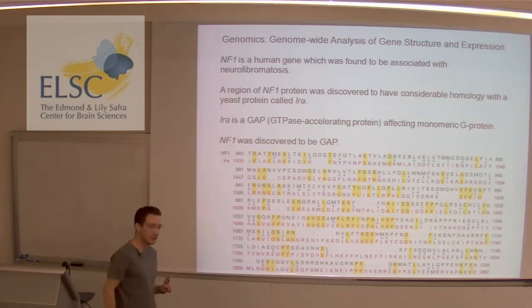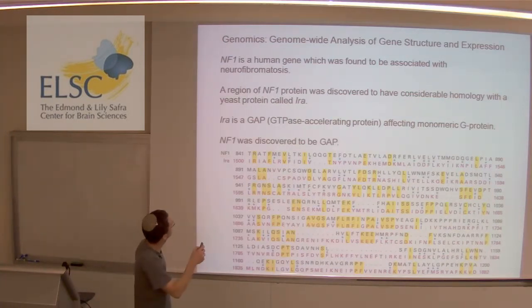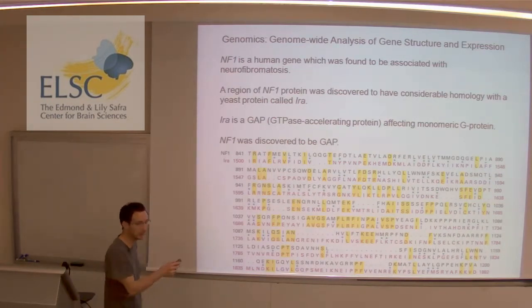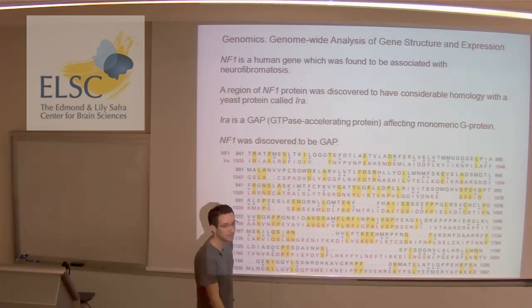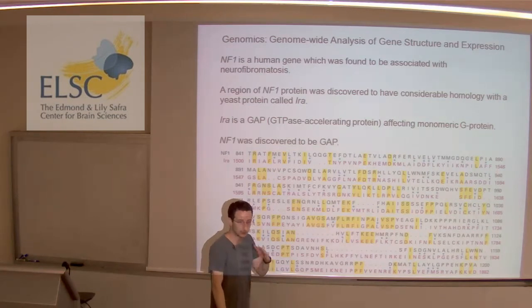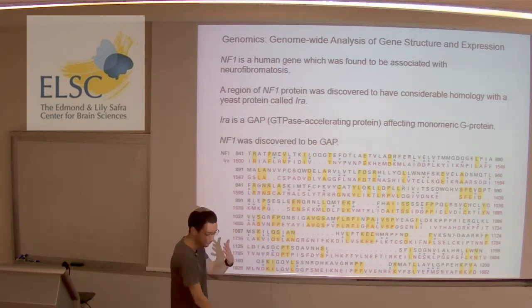Okay, so this is a nice story, I think, that illustrates what we can do with such a vast amount of information. The story goes like this: NF1. It's a gene, and it was found that a specific mutation in this gene caused a very bad disease called neurofibromatosis, more familiar by the name elephant man syndrome, because of the bumps that protrude from the peripheral nervous system. That's the major symptom of the disease.